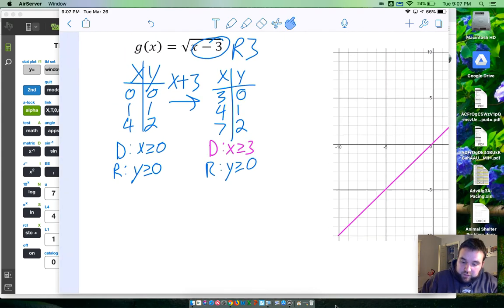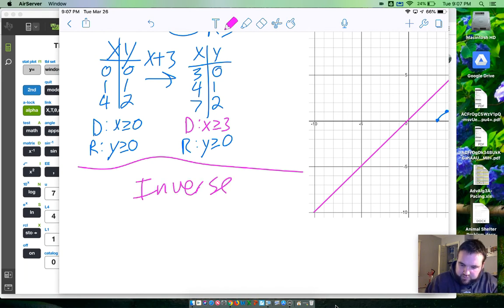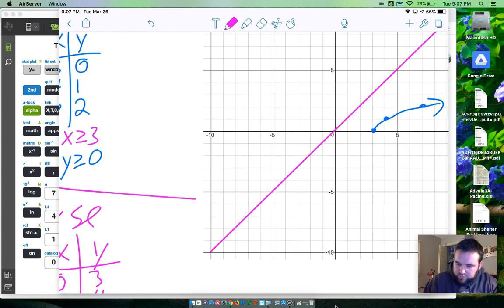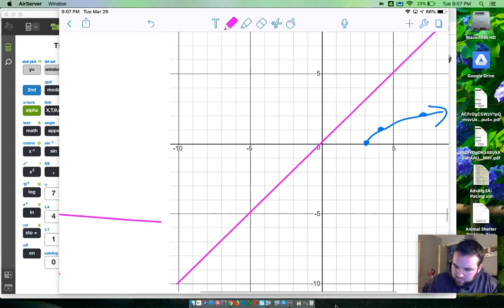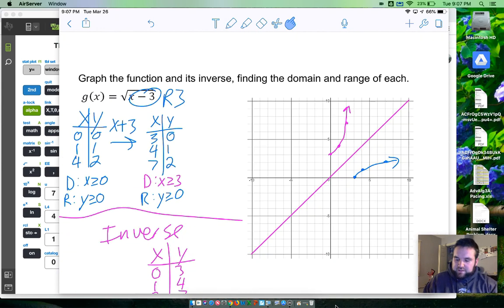To find that inverse, again, for the table, let's just reverse the values. So x, y is going to be 0, 3, 1, 4, and 2, 7. So 0, 3, 1, 4, and 2, 7. Sure enough, I get that same sort of mirrored look in the graph.